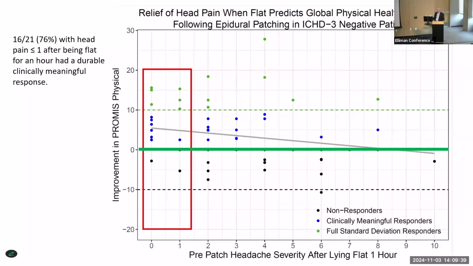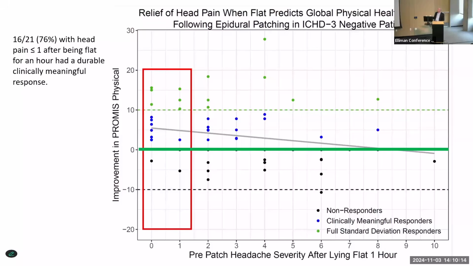The first is, among patients, what we have here on the y-axis is improvement in PROMIS physical global health score. So 0 would represent no change, 10 points would represent improvement of a full standard deviation of global physical health according to the US population, going from the 50th percentile up and improving a full standard deviation. That's 10 points. And what you see here is a couple of things.